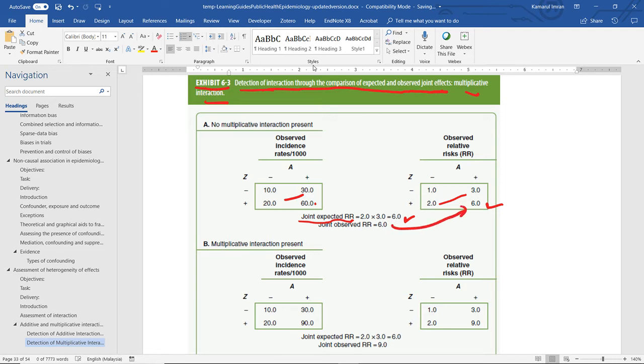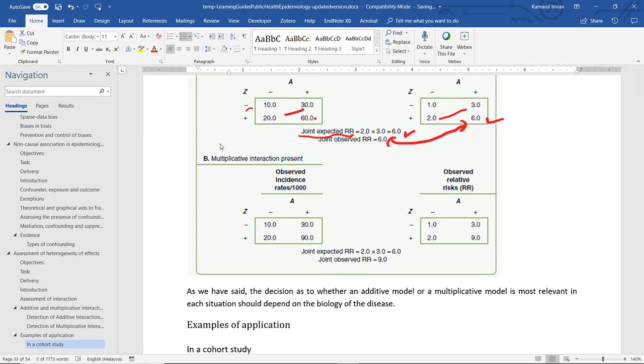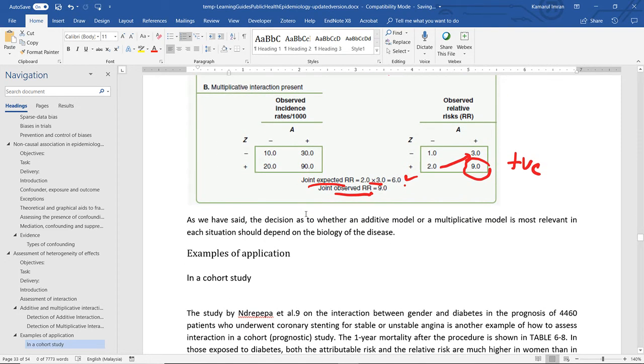Similar here, right? But here you have a joint expected relative risk of 2 times 3, which is 6. But what you have here is the joint observed relative risk of 9, which is different from 6, bigger than 6. So this indicates multiplicative interaction. Okay. But again, the assessment of an additive or multiplicative model should depend on the biology of the disease. Right.